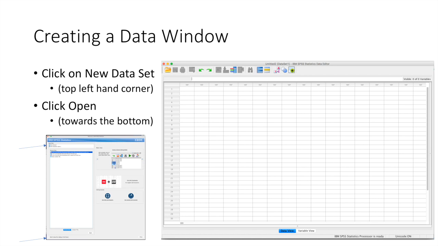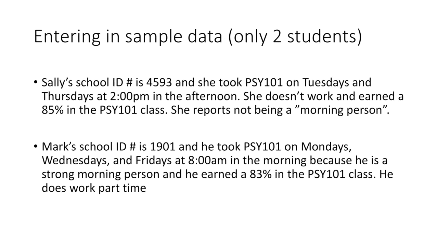One of the keys to success with SPSS is knowing how it stores and uses your data. To illustrate the basic data entry of SPSS, we're going to use these two people as our samples, as our students. Sally's student ID is 4593. Again, these are all just made up people. She took Psych 101 last semester on Tuesdays and Thursdays at 2 p.m. in the afternoon. She doesn't work outside of school, so she's a full-time student. She earned an 85% in her Psych 101 class, a really strong grade, and she reports not being a morning person, so she functions a lot better in the afternoon. I'm sure some of you listening are like, I'm Sally.